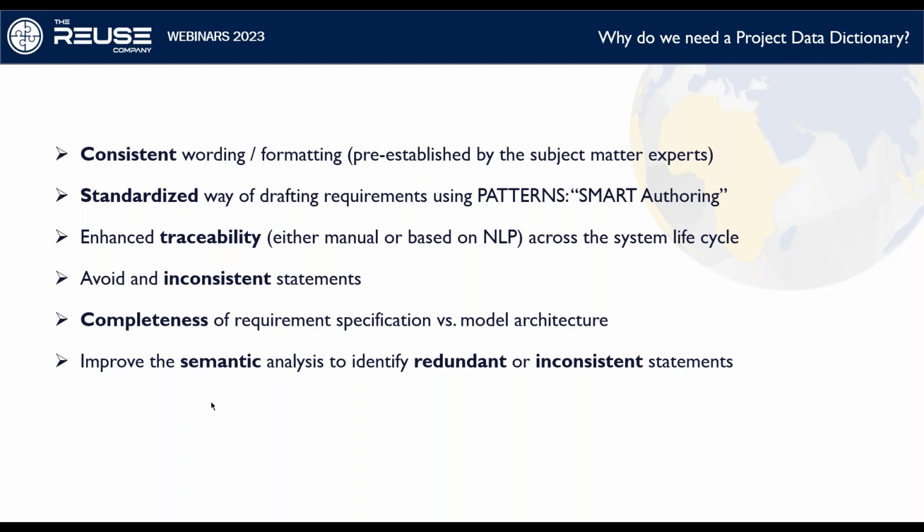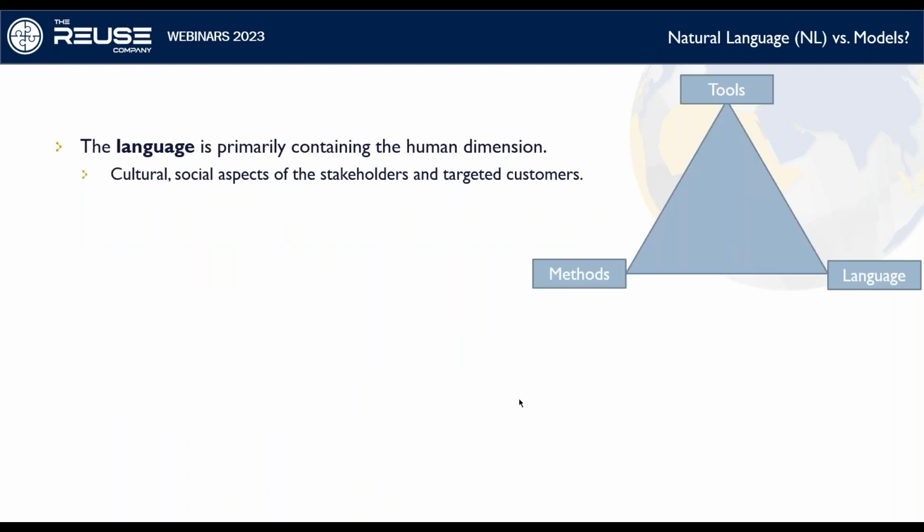And also in general, taking a little bit of height here, improving the semantic analysis to find redundant or inconsistent statements within the same document or piece of project. In general, this would consist in checking duplicates, for example, or contradictory statements. So we talked about models just before, and we usually make those two concepts compete, so natural language and models. And we do need natural language to be involved in, especially in requirements definition, because this is what contains the human dimension, all the cultural, social aspects that we must take into account when developing a system.